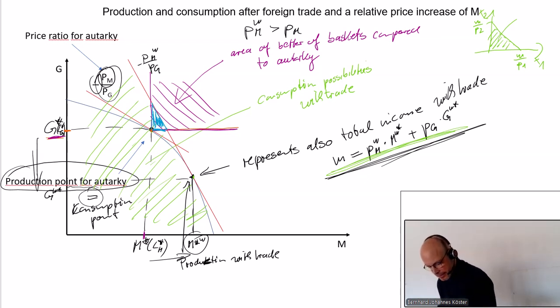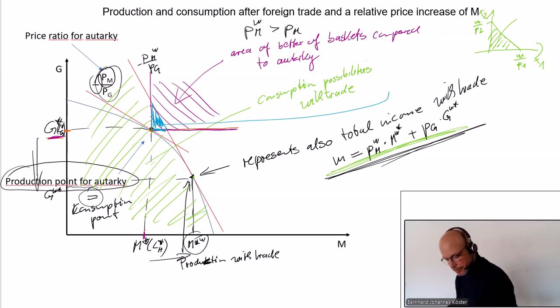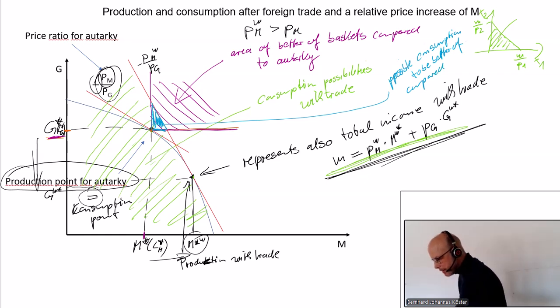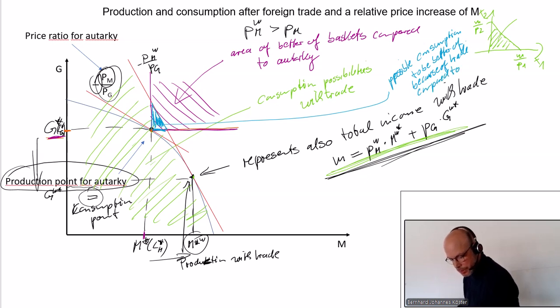So then this possible consumption to be better off compared, better off because of trade compared to autarky.